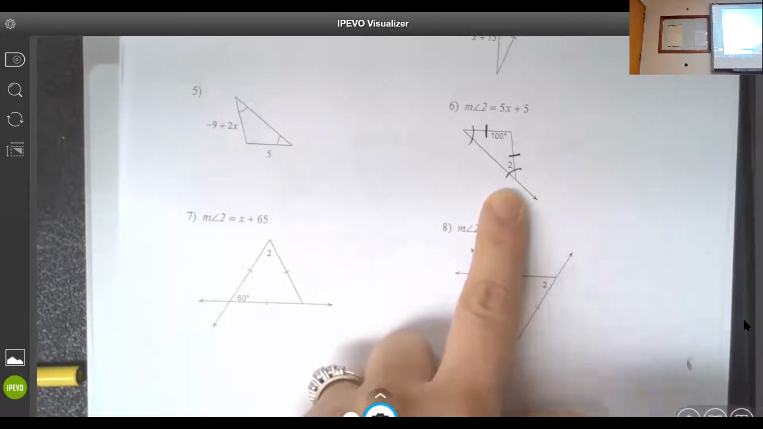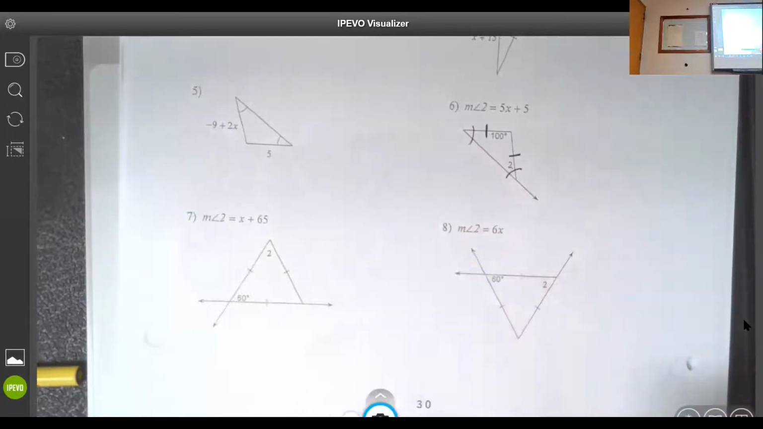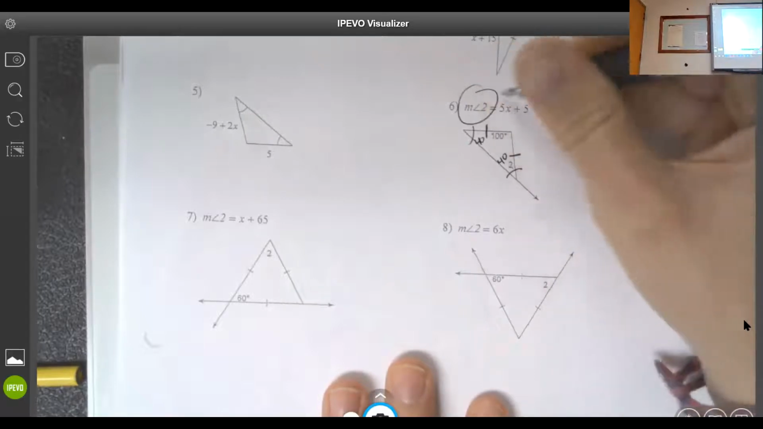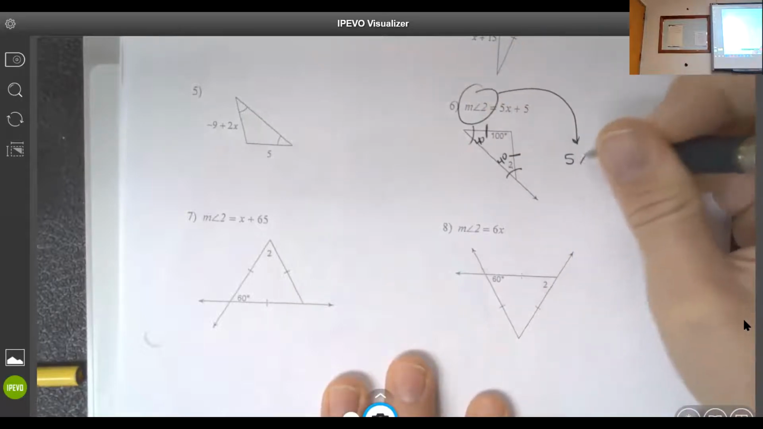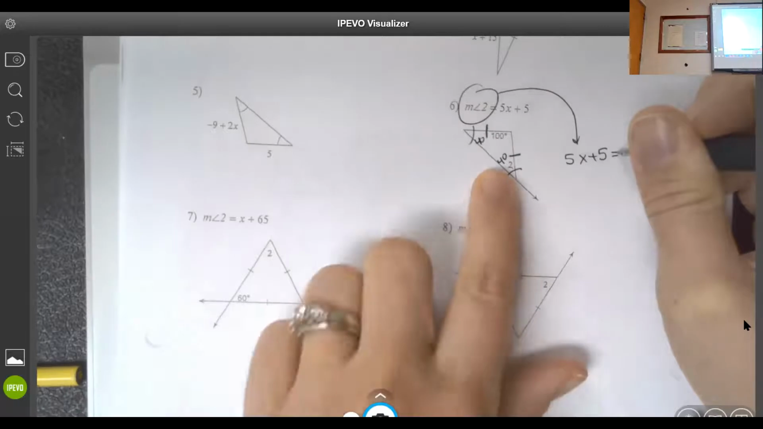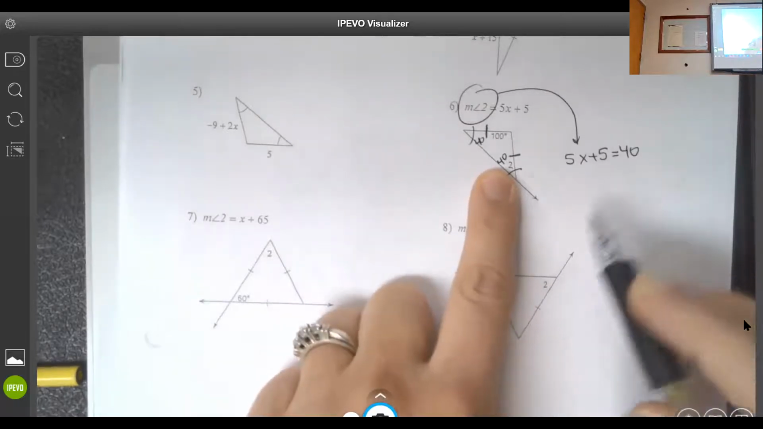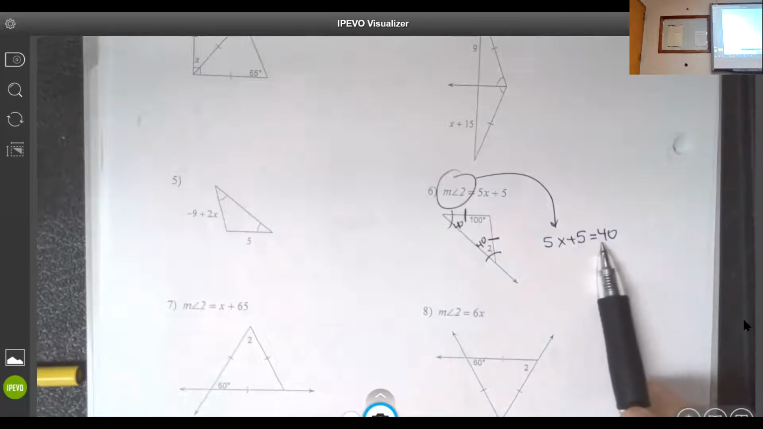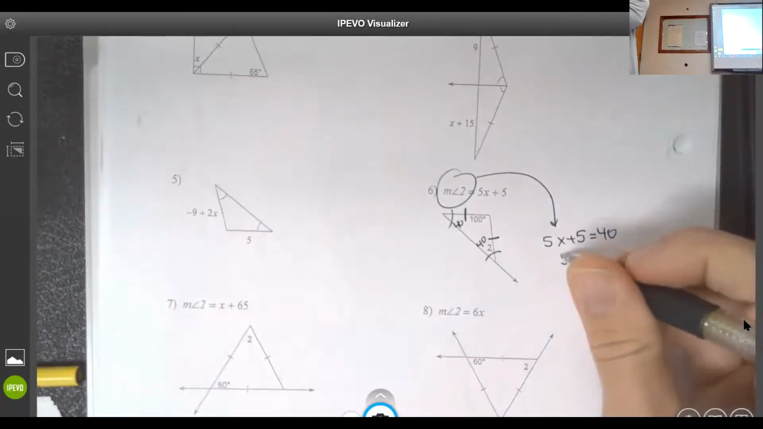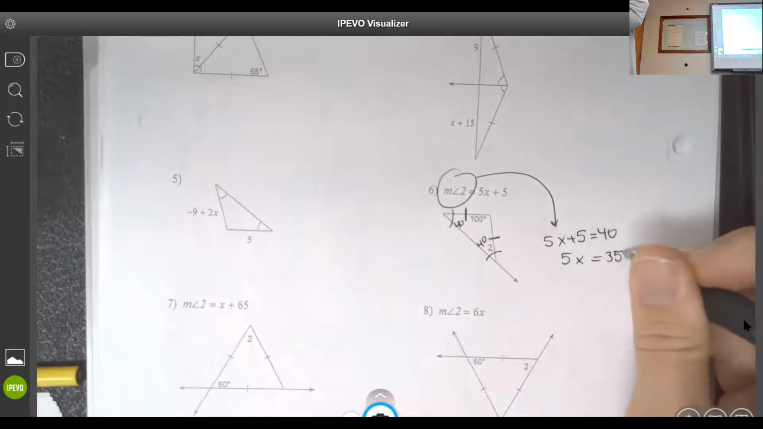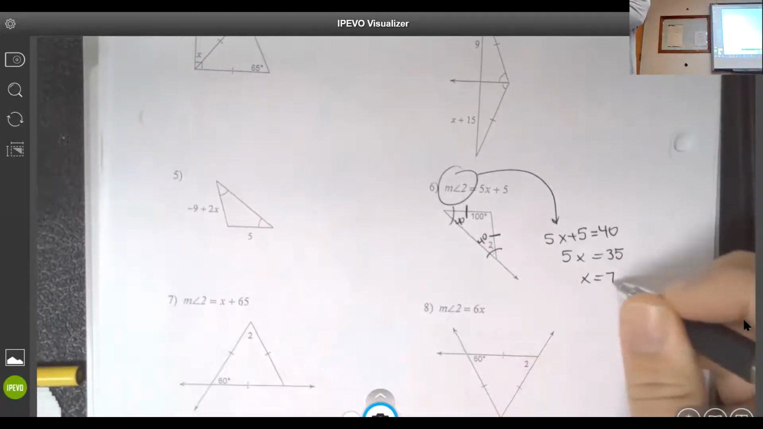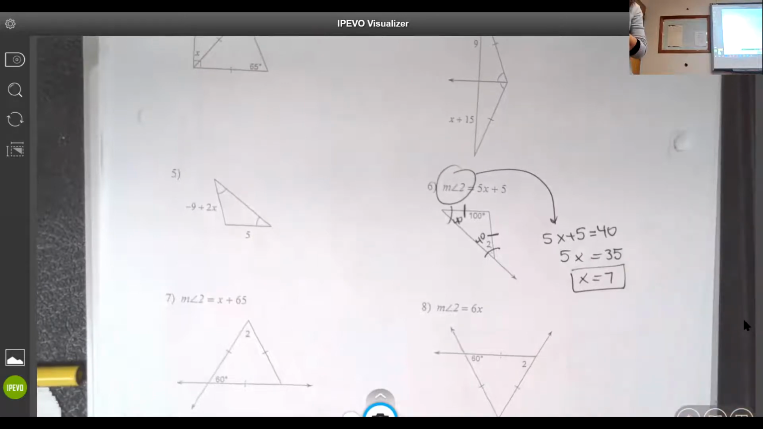I have 80 degrees left, so 40 degrees. So I know that this angle is 40 and this angle is 40. And then I know that 5x plus 5 is 40 now. Okay, that this angle 2 is 40 degrees, and I can solve from there. So it's a little bit like an extra layer where I'm not just finding the angle, but then I'll have to solve after I find that angle.